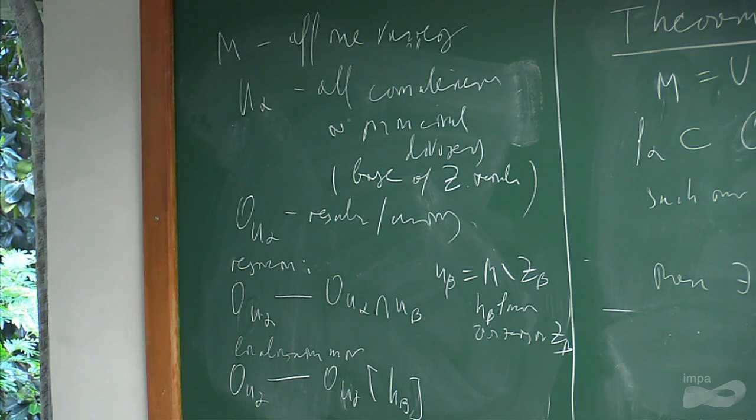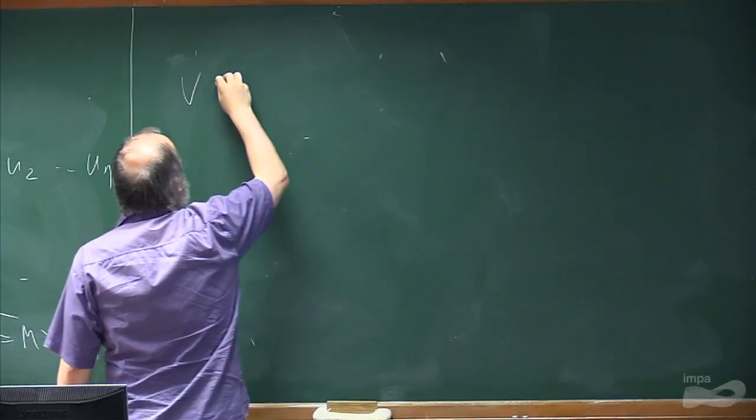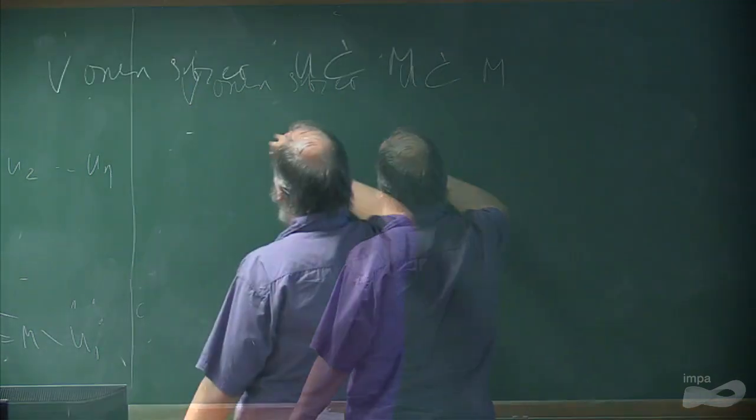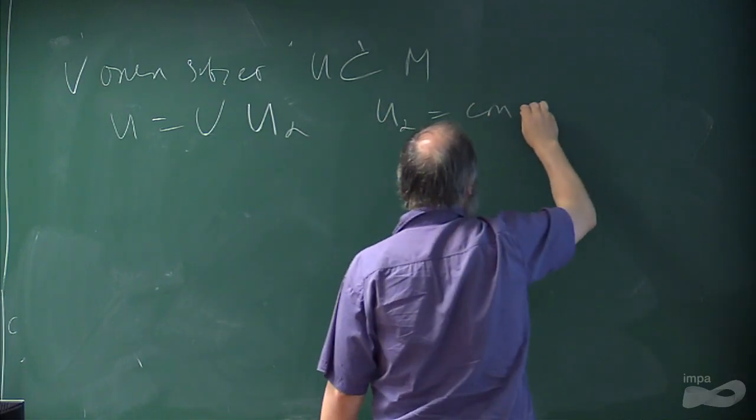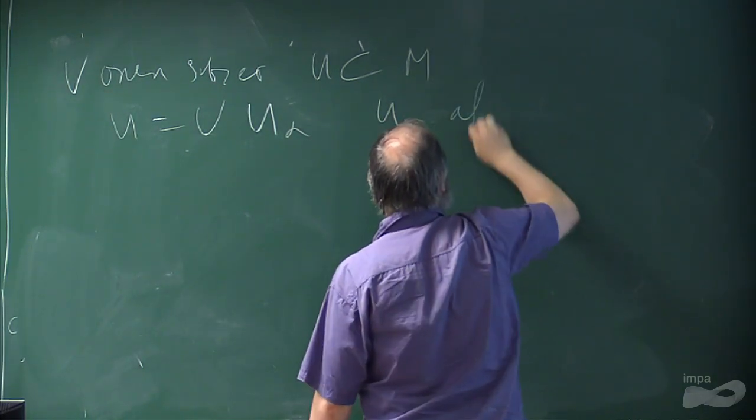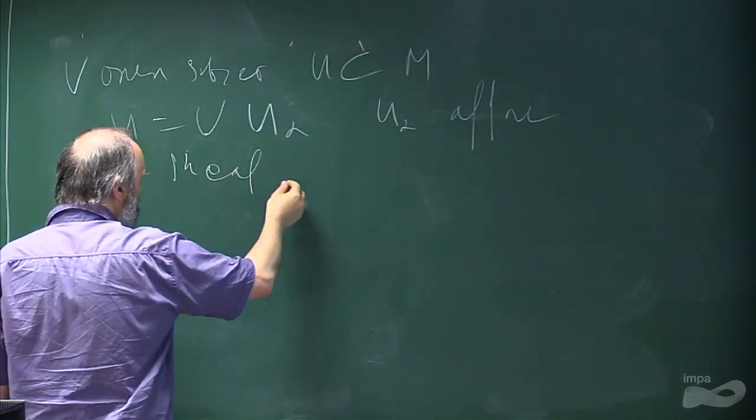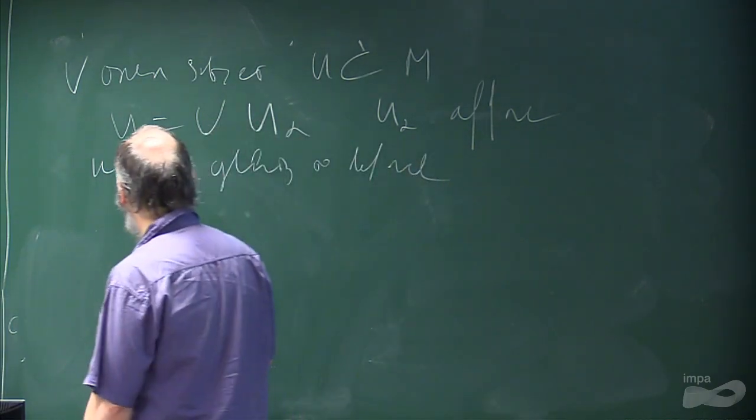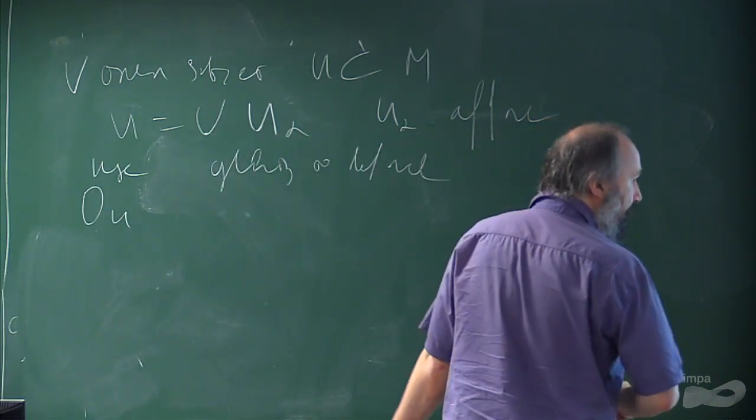We can extend this to a sheaf by gluing. So for each Zariski open subset U inside M, U is a union of U alpha. U alpha are complements to divisors, complements to affine. Use the sheaf axioms, gluing essentially, to define O(U). And now I claim that it is a sheaf.